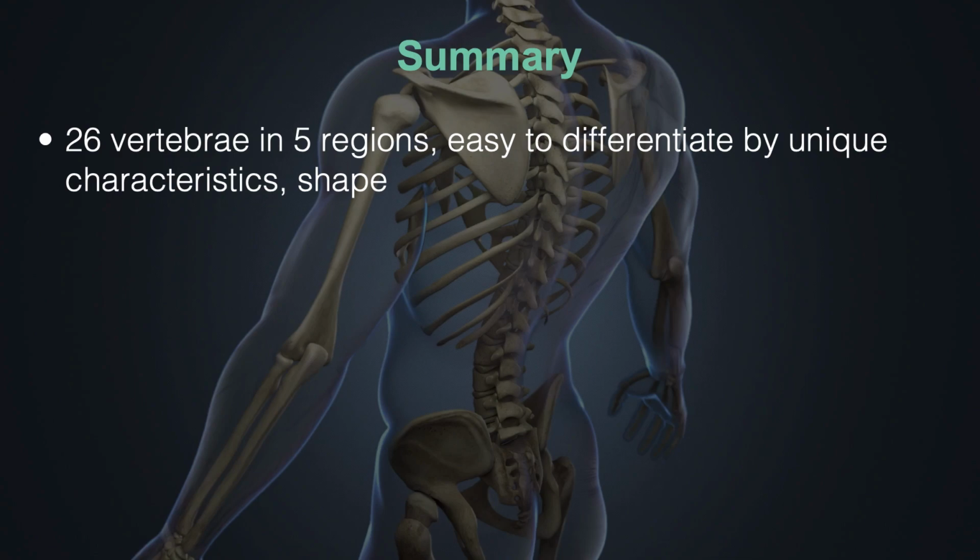Do you remember when we talked about vertebrae? 26 individual vertebrae in 5 regions. That number assumes that we're counting the sacrum as one, right? Remember the sacrum, 5 vertebrae fused together? This number assumes that we're counting that as one and the coccyx as one. 26 vertebrae, 5 regions, easy to differentiate. Cervical have bifid spinous processes. Thoracic look like giraffes. Lumbar look like moose. Sacrum, very easy. It's a large triangular shaped bone. Coccyx is small.